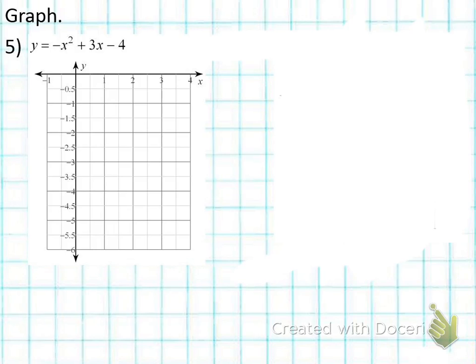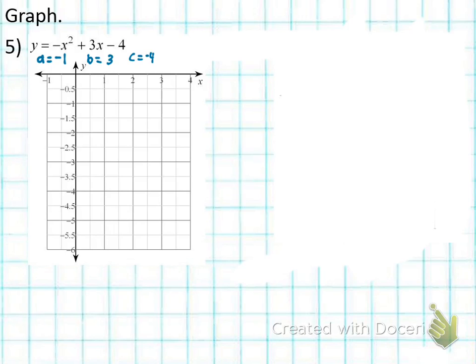Starting up, what do you notice about this graph? A is equal to what? Negative 1. So since it's negative 1, we know it opens up or down? Down, right? B is equal to? 3. C is equal to? Negative 4. Okay, good. So these are smaller numbers, so that's a good sign, but smaller numbers can also mean we might run into some fractions here.